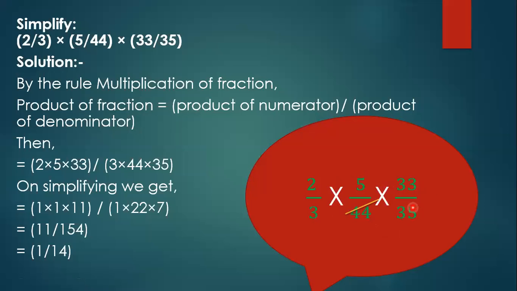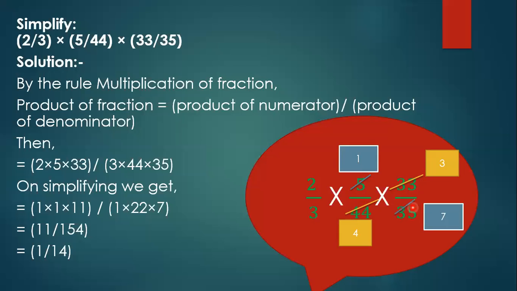So let's do this. In 11's table, 44 comes 4 times, 33 comes 3 times. Similarly, in 5's table, 5 comes 1 time and 35 comes 7 times. Can we cancel anything more? We will have to see. Children, now you see here there is 3 in the numerator, 3 in the denominator. Can we cancel them out? Yes, we can. Again, you see there is 2 in the numerator, 4 in the denominator. 2 cancels out 1 time, 4 cancels out 2 times.